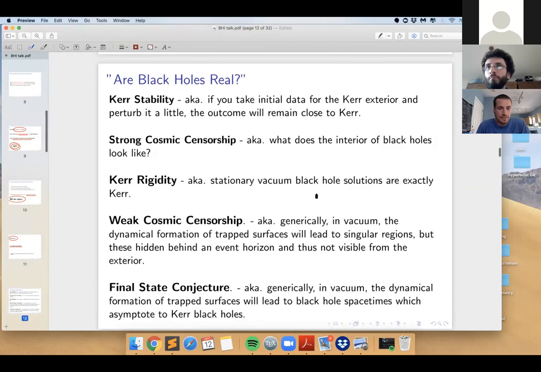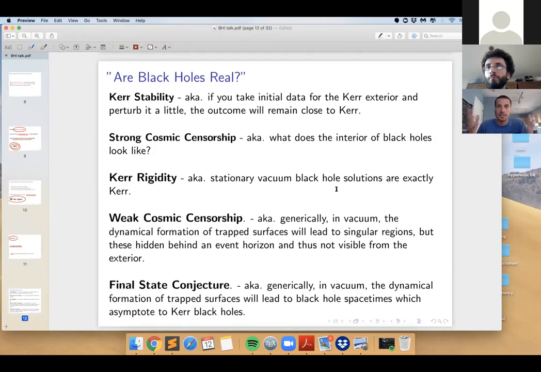Unless these five conjectures are proven true at some level of generality, then essentially the model, the astrophysics and physical beliefs that gravitational collapse leads to one of these model solutions is pure fantasy, so the mathematicians would think. So what are these conjectures? Well, one is Kerr stability that lots of people know about, right? You take an initial data set for the Kerr exterior, you perturb it a little bit, and the question is, is the outcome still close to Kerr? That's a perfectly reasonable question, still open, although people think that'll be answered soon.